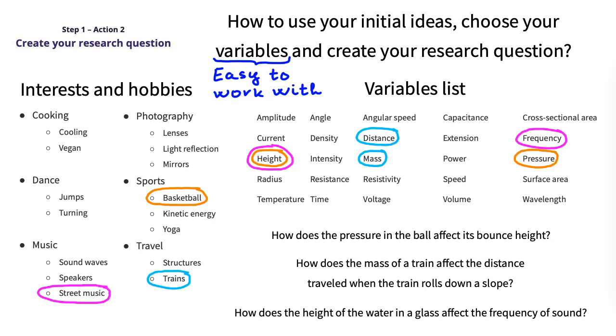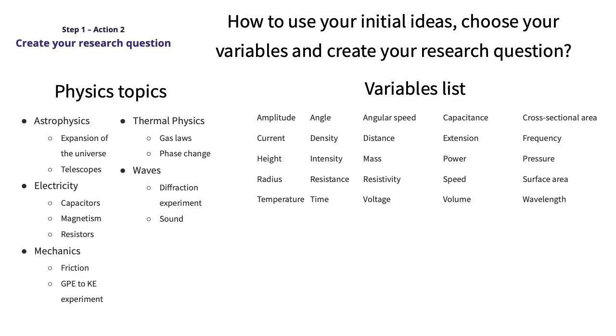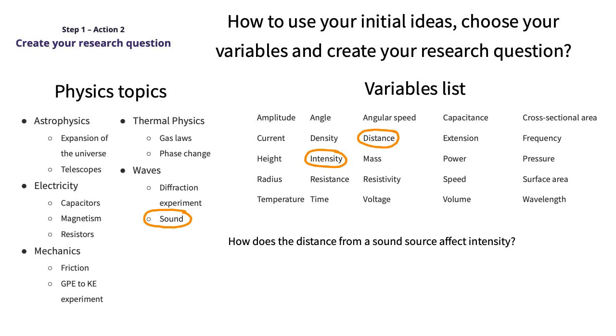Next, let's move on to the physics topics from our brainstorming session. In our first example, we'll take sound in the topic of waves and choose distance and intensity as our two variables. So our research question here is, how does the distance from a sound source affect intensity?